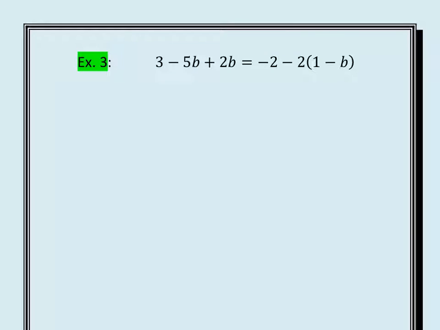So for example 3, we now have a combination of collecting like terms on the left and a distributive property on the right. So let's collect like terms here and here. Because they're both b terms, I'm going to add their coefficients. I don't do anything with the 3, so I'm just going to rewrite it. Don't forget your brick wall. And then the negative 5 and the positive 2b, different sign subtract, so we get minus 3b equals. And then we're not going to do anything with this negative 2, so we're going to bring it straight down.